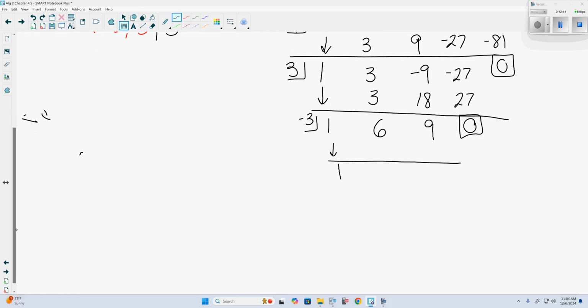Negative 3 times 1 is negative 3. 6 plus negative 3 is 3. Negative 3 times 3 is negative 9. And 9 plus negative 9 is 0. Yes?